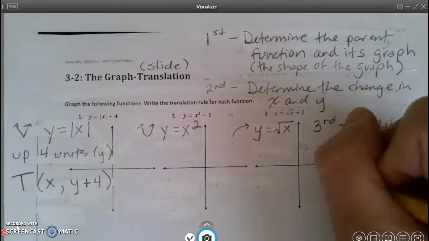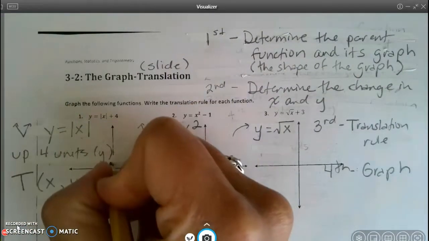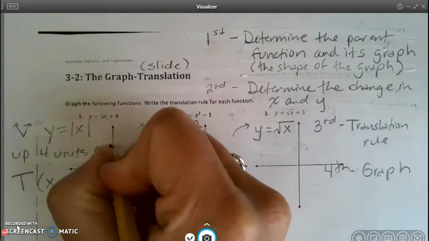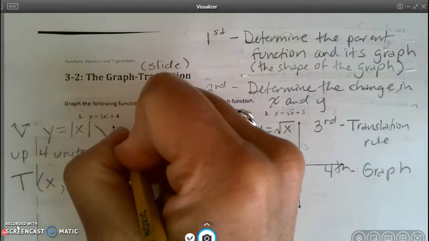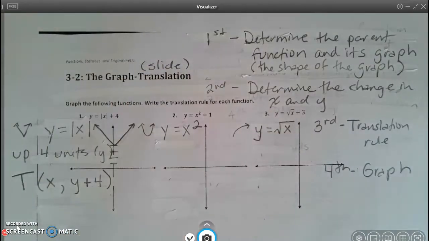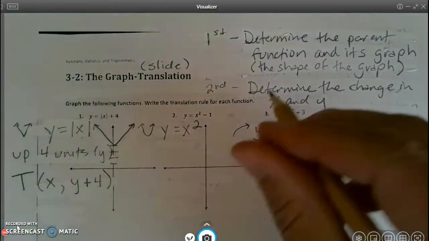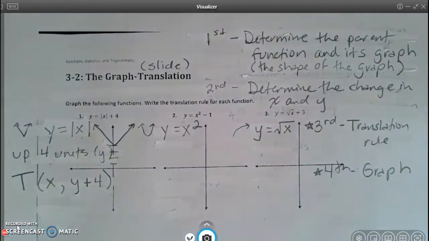And my fourth step is to graph it. So I'm going to move up 4 units, 1, 2, 3, 4. This is just a sketch. And I'm going to do my V that's moved up 4 units. Okay. Now I'll tell you, steps 3 and 4 you can switch. If you want to graph it and then write the translation rule, you can do that as well.